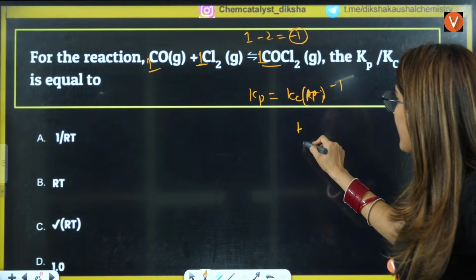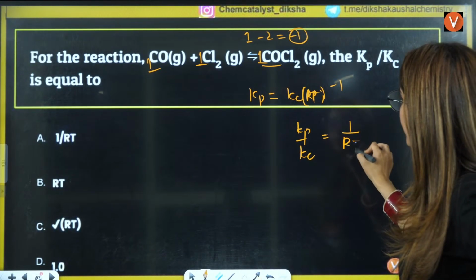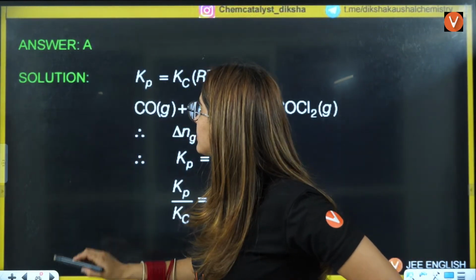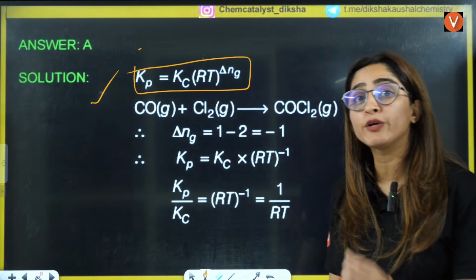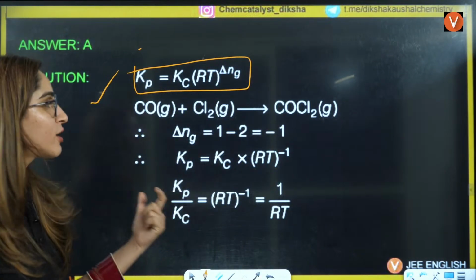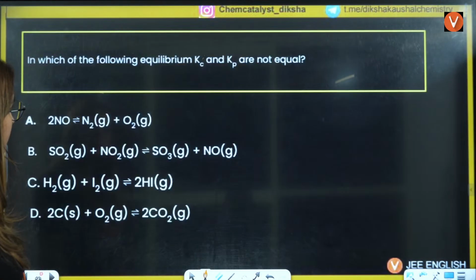So Kp by Kc is equal to 1 by RT. So the answer is going to be 1 by RT. That is A, the correct answer here. You just need to know this formula. Calculate only the gaseous moles, the difference in the gaseous moles of products and the reactants, and you will have your answer. Right? Okay, students.